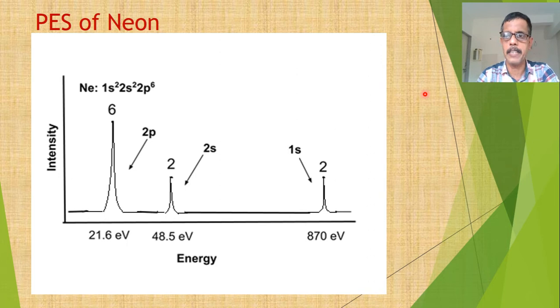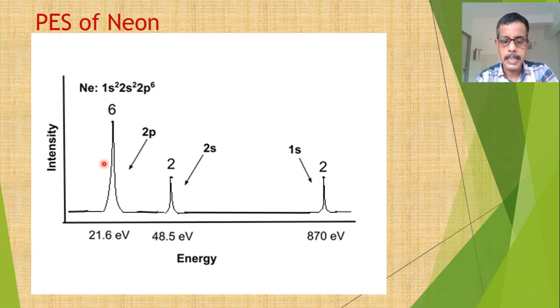Now we will discuss the spectrum of neon. Again you can see there are 3 peaks. So the highest energy, 870 electron volts, corresponds to the innermost shell, that is the 1s subshell. Next will be 48.5 electron volts. It corresponds to the next innermost, that is the 2s subshell, and the lowest energy peak corresponds to the outermost 2p subshell.